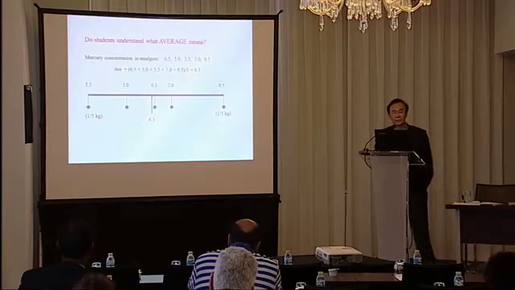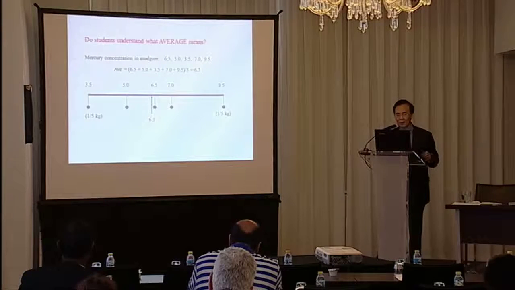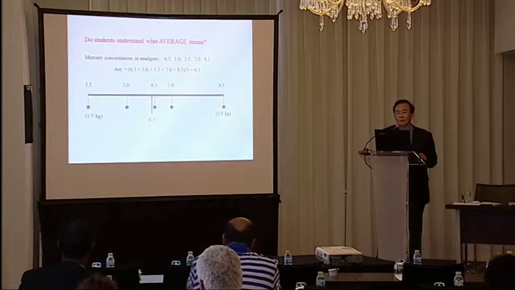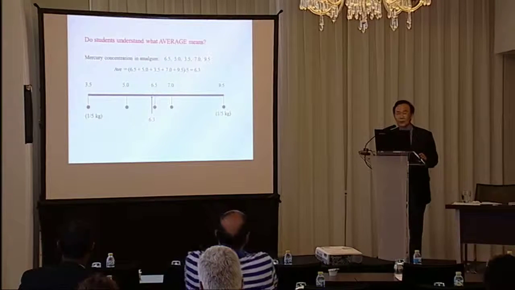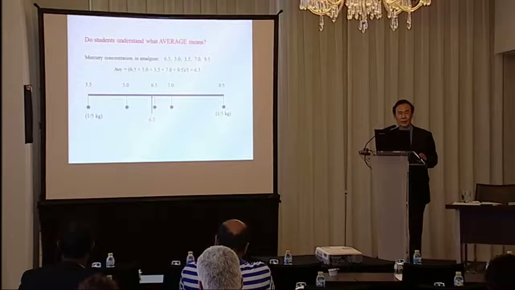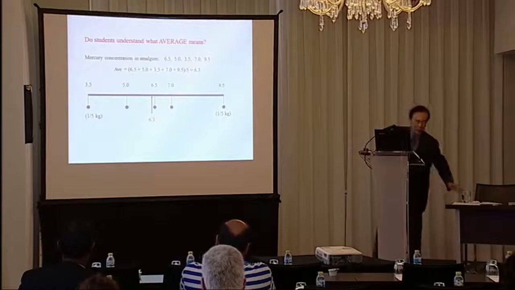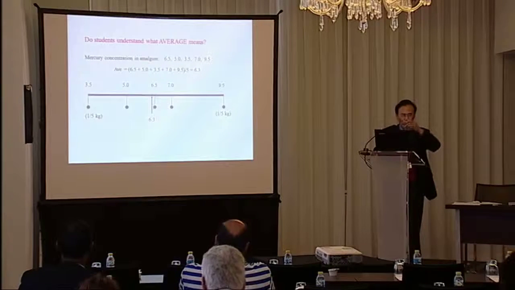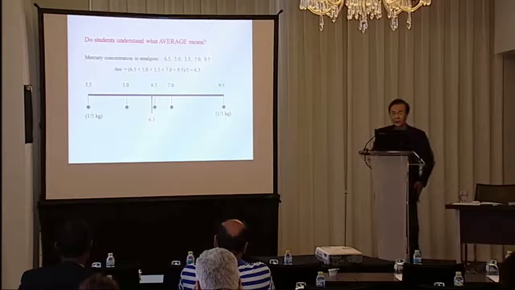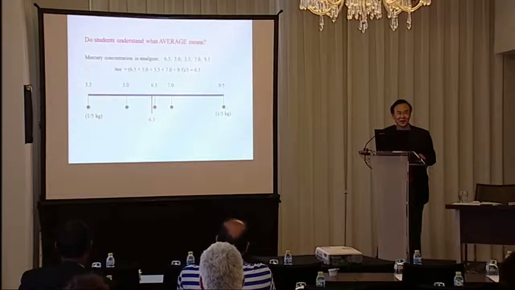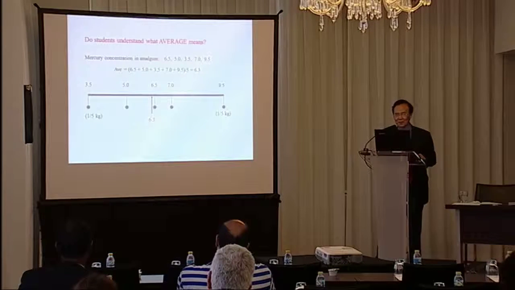So let me briefly describe the concept of average. Suppose you have a mercury concentration in amalgam. You have 5 samples, and this is artificial data that I made up: 6.5, 5, 3.5, 7, 9.5. So you take an average: you add those 5 numbers, divide by 5, and you get 6.3. 6.3 is the average mercury concentration in those amalgam samples. Now, what does this 6.3 mean? Well, unless you know the concept of average, you're not going to be able to explain very clearly. I bet 99% of the students won't be able to explain.